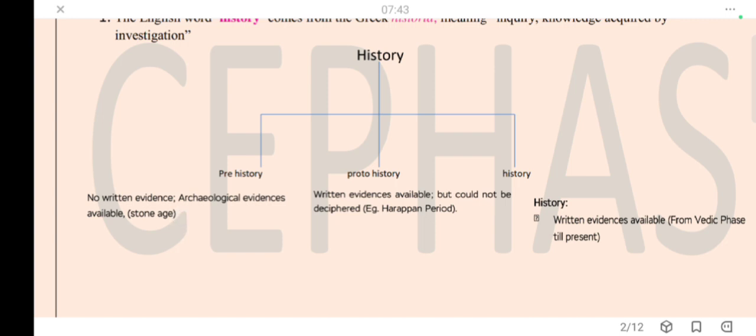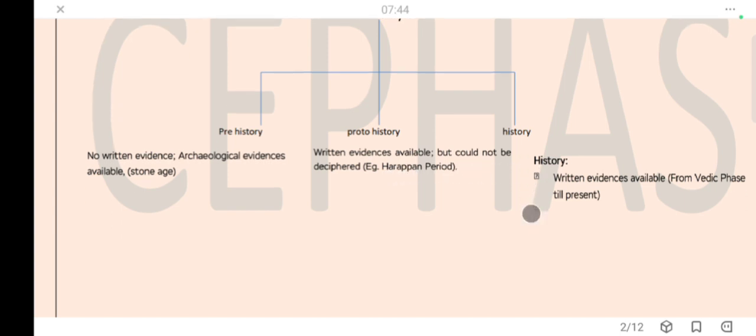You can see the paintings from Bhimbetka, Madhya Pradesh. A lot of paintings related to their social conditions and political conditions, and everything they drew. Proto-history is the period between prehistory and history. There is written evidence available but it could not be deciphered yet. You can see the example of the Harappan period, also called IVC, Indus Valley Civilization. History is the period where written evidence is available, from the Vedic phase till the present.